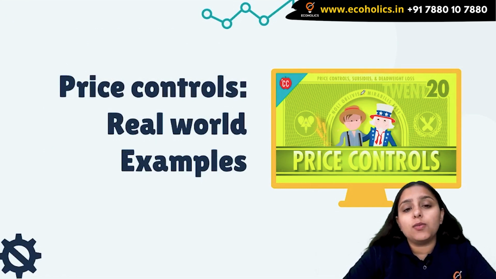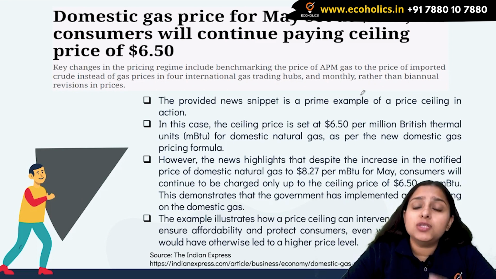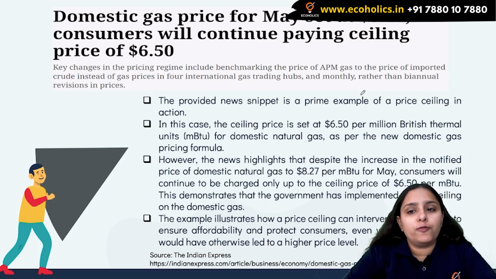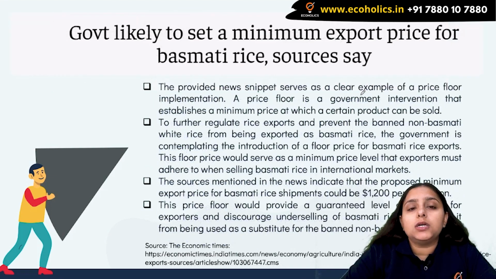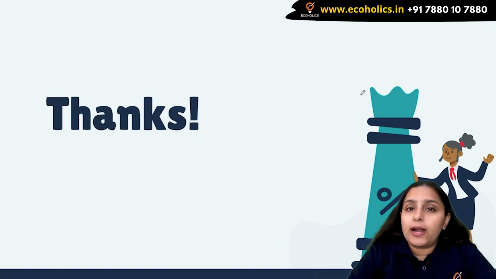So let us see some real world examples. As on the screen, you can see some news headlines where we will be seeing the price ceiling or the price floor. In this, domestic gas price for May set at $8.27, consumers will continue paying the ceiling price of $6.5. Government likely to set a minimum export price for basmati rice, sources say. So this is all about price control and its types.